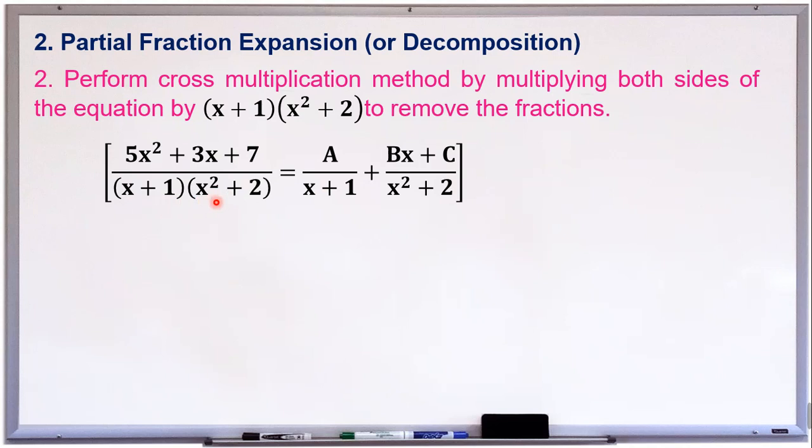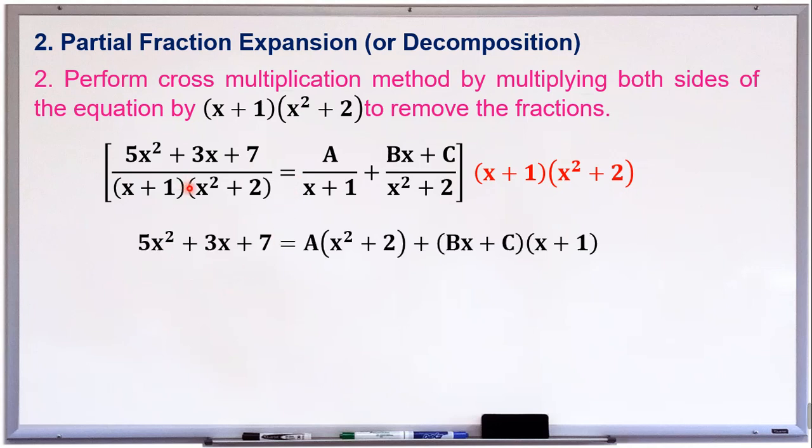So we're going to distribute this expression to each of the terms in the given equation. For the left side of the equation, what's left is only the numerator, that is 5x squared plus 3x plus 7. Then for the first partial fraction, what's left is only a multiplied by x squared plus 2, because x plus 1 will be cancelled out. Then for our second partial fraction, the x squared plus 2 will be cancelled out. So what's left is only the numerator multiplied by x plus 1.